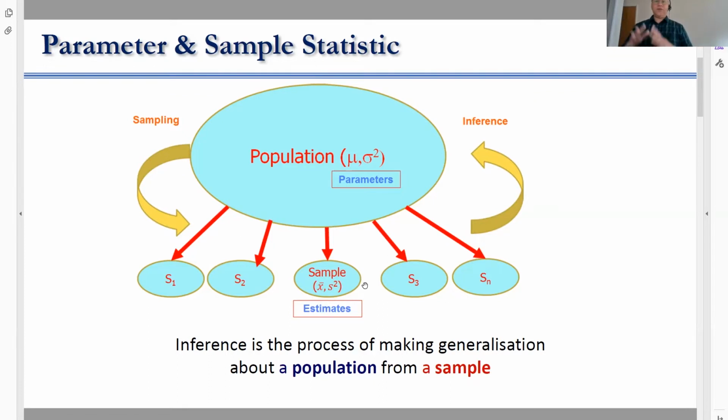So that's the whole basis. Now we'll see how statistical principles and mechanisms can really help in inferring, using that X bar, about the mu. Most of the things that we do in statistics are based on that basic principle.